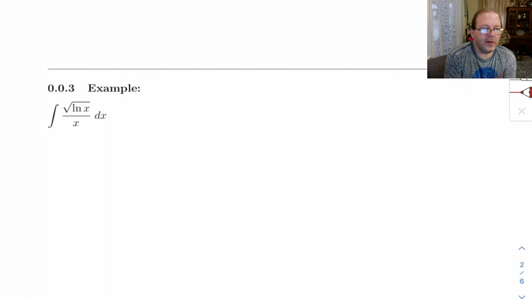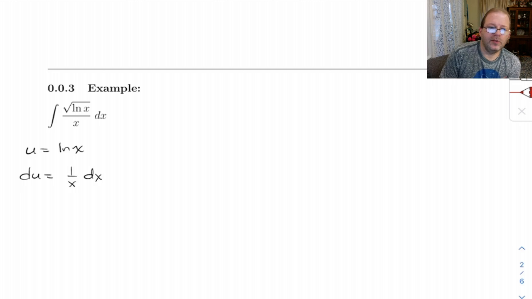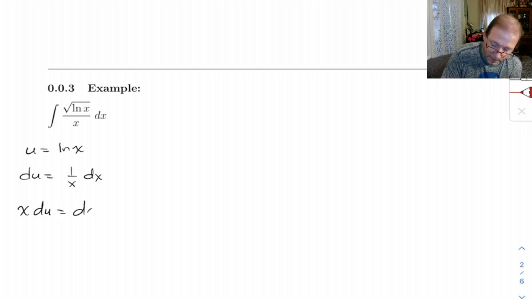All right, on example 3, we've got natural logs inside of the square root, and we've also got x in the denominator. What we want to do on this one is let u be our natural log. So du is going to be 1 over x dx. And there are a couple of ways you could proceed with this. Probably what I would do is multiply both sides by x, so you get x du equals dx.